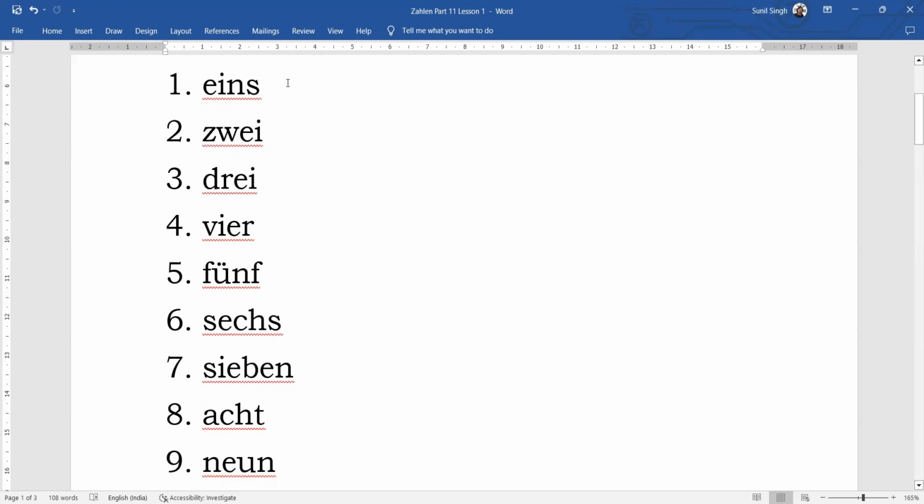Eins. Here you can see the EI sound. EI, a combination of letters, is always pronounced like I. Same way here: eins and then zwei, drei, vier. Here again there is a pronunciation pattern. The letter V is always pronounced as F. Always remember. And there is one more hint.